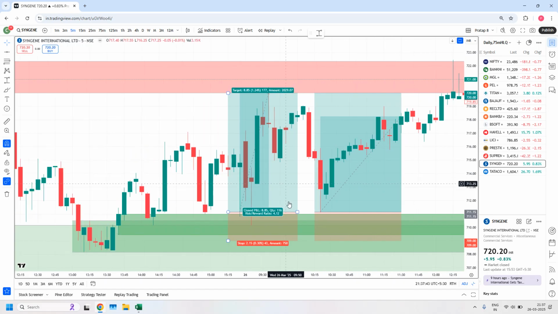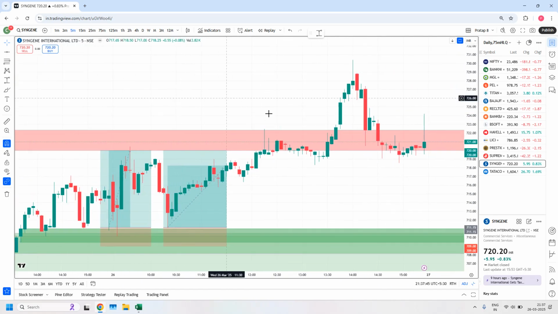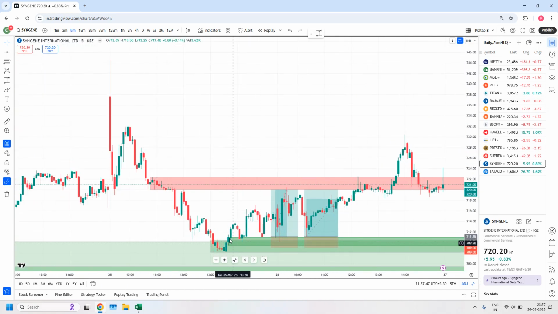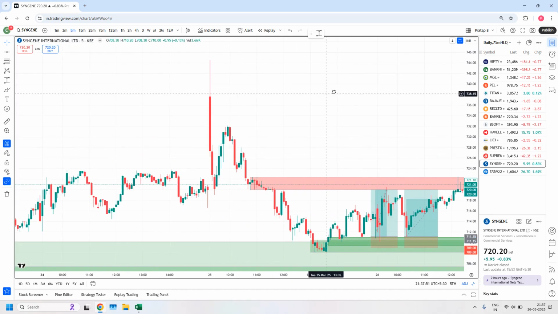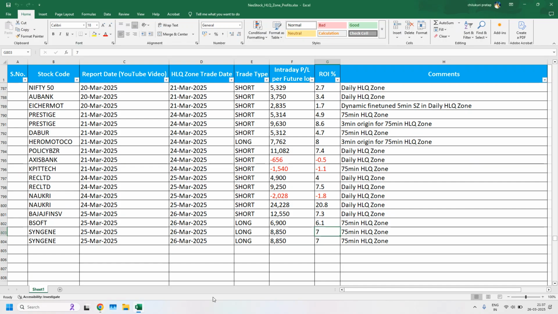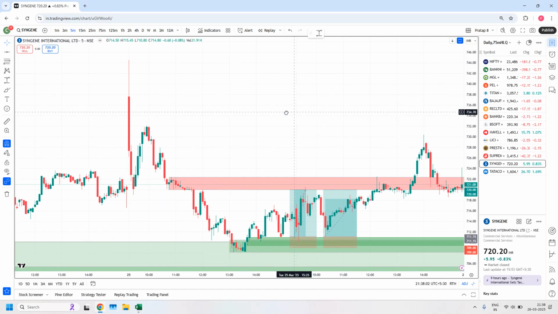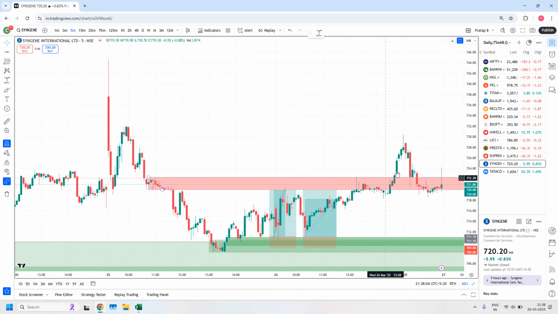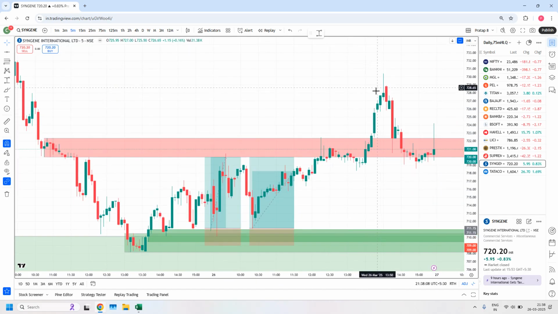So this is the way Syngene has given you 2 successful trades. This is the high liquidity zone. This fine-tuned 5-minute zone is a high liquidity zone. Okay. So each trade from the same zone, from the same target, it gave you. See, second time actually it even violated the zone. Gave more, but anyway, you can't wait this much time. You never know what is going to happen.